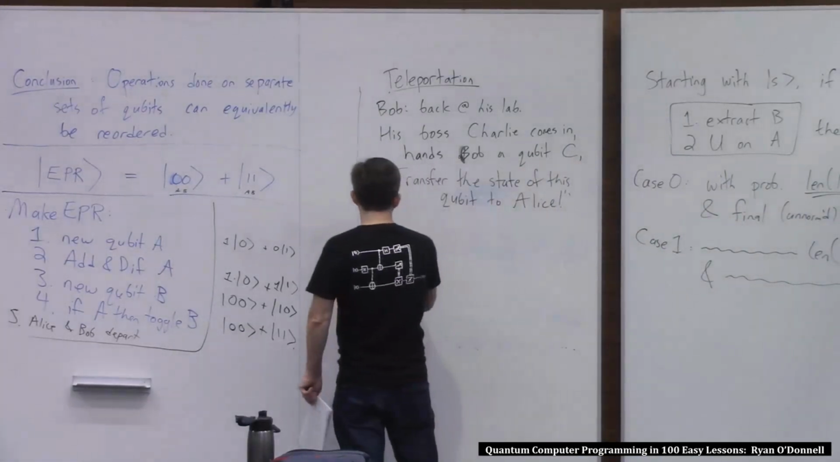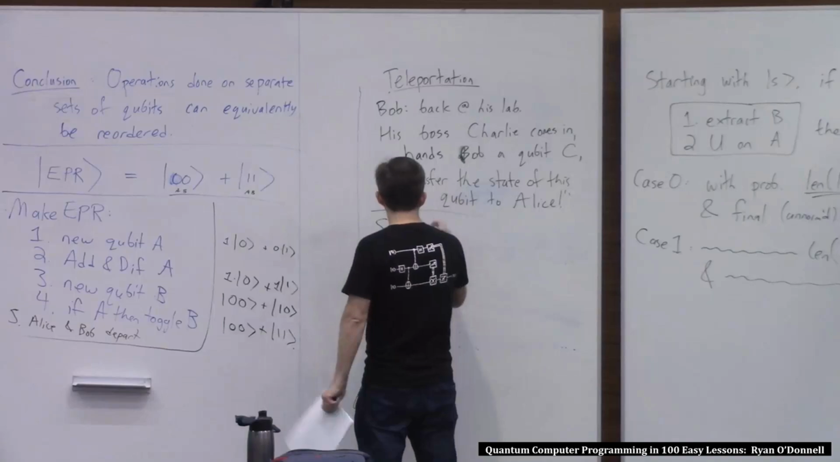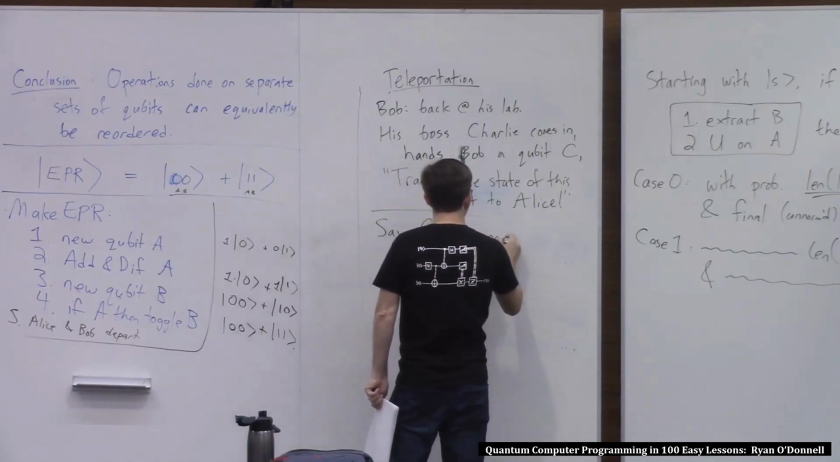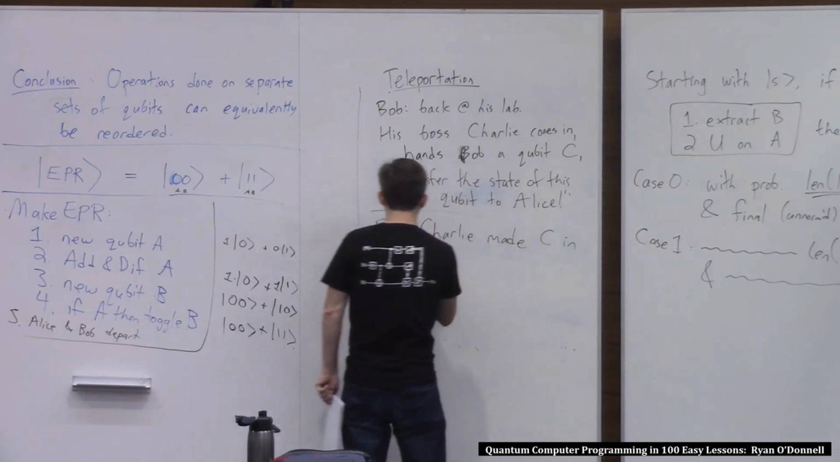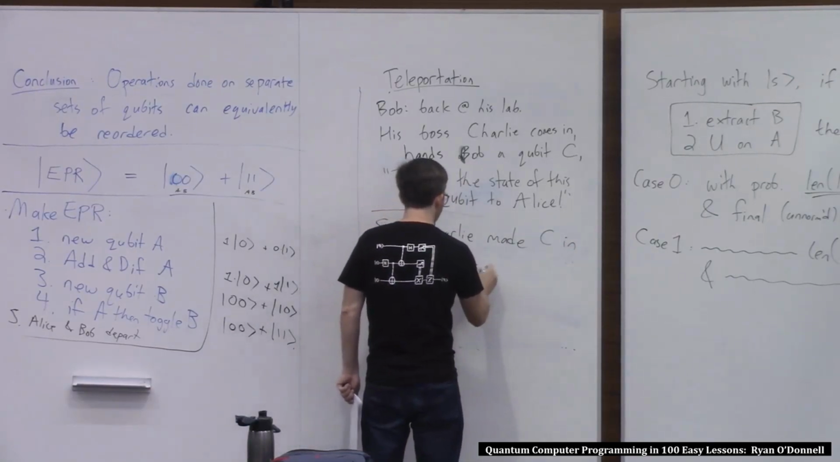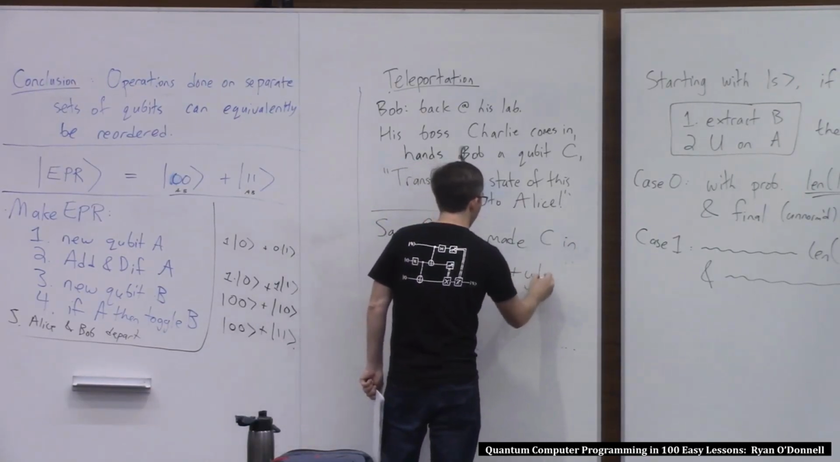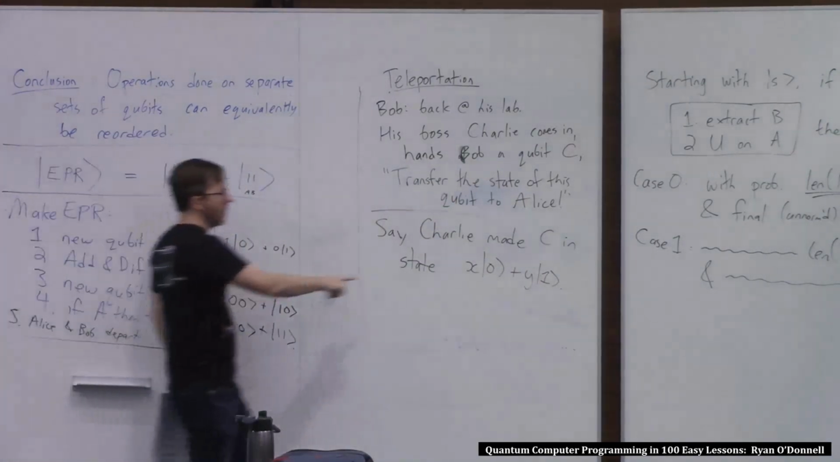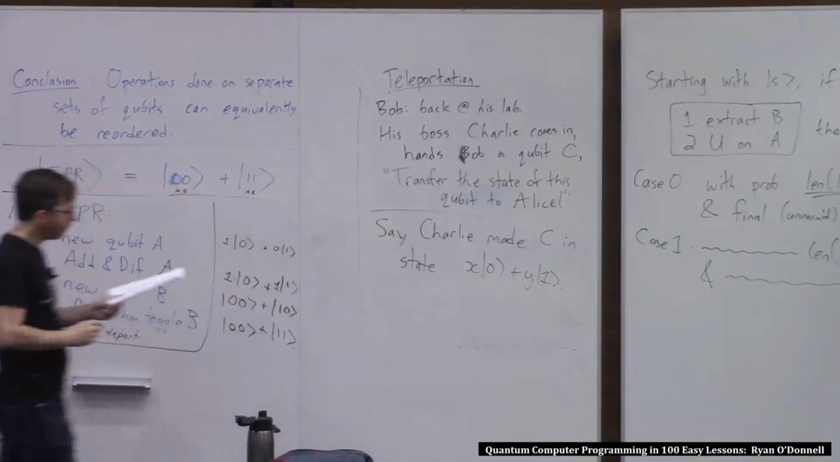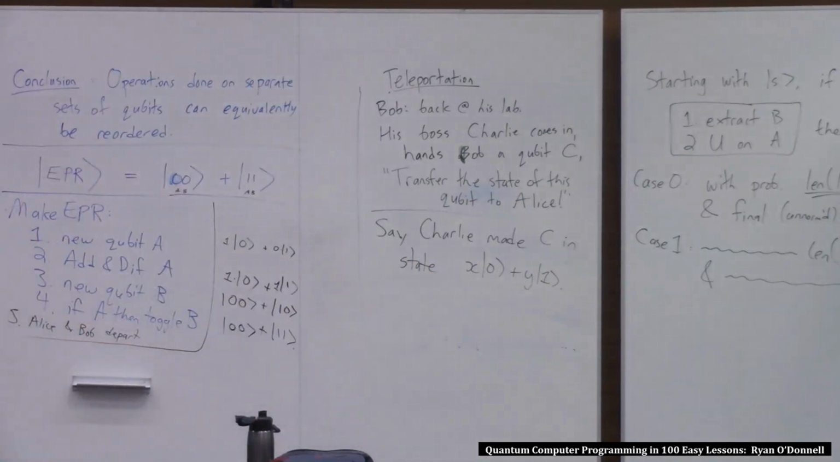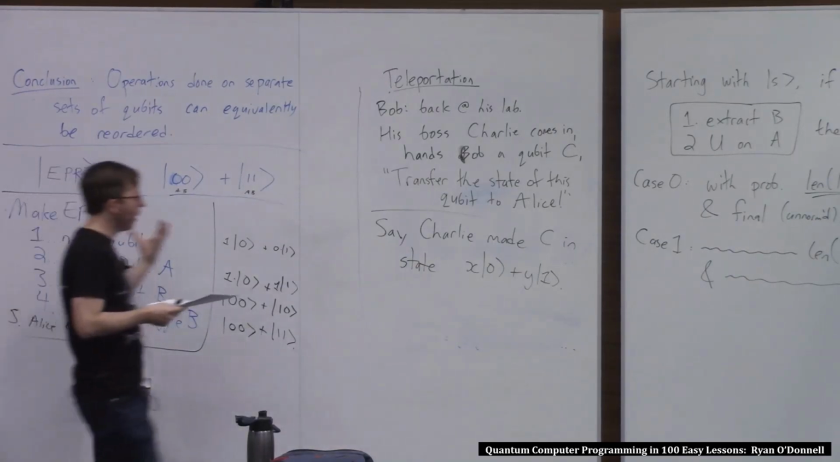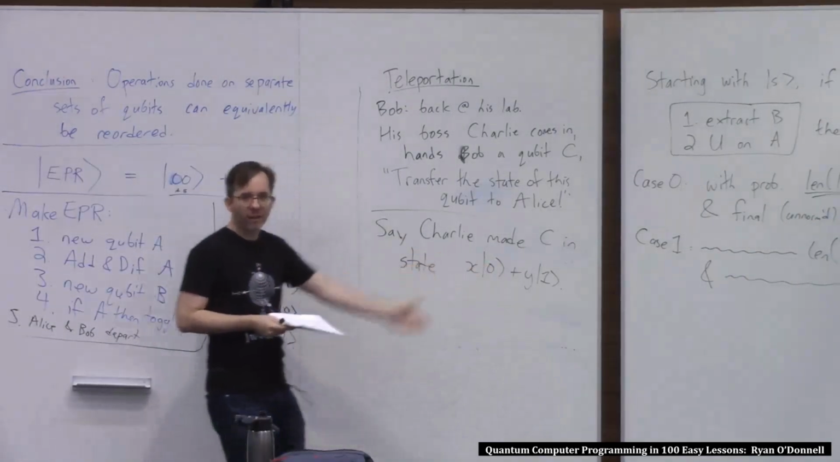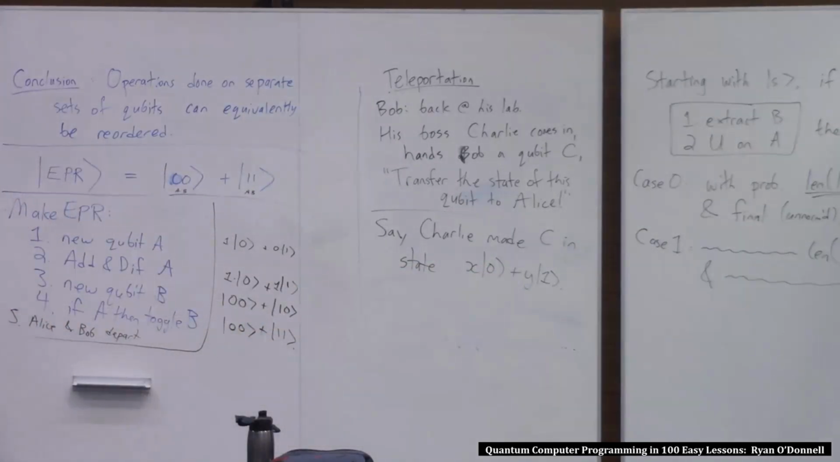So let's say that Charlie made C in this state, it's just one qubit. We'll just say x amplitude on 0 and y amplitude on 1. Okay? So Charlie wants Alice to hold a qubit that's in this state. That's the task. Now, what are Bob's options? Okay, one option Bob has is he could just walk over to CMU from Pitt and hand C over to Alice, and he's like, here you go. But he doesn't want to do that. It takes up effort.